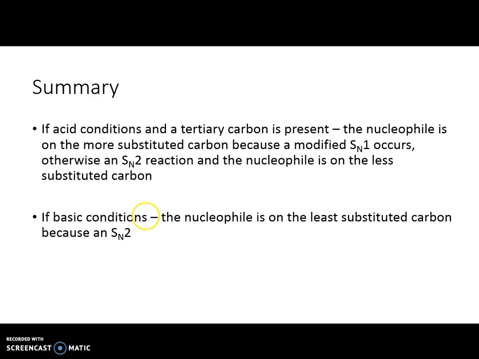So, what is the summary? If you have acid conditions and a tertiary carbon is present, the nucleophile ends up on the more substituted carbon because we have this modified SN1 reaction. But if there's no tertiary carbon present, then you're going to have an SN2 reaction and the nucleophile is going to attack the less substituted carbon. If we have basic conditions, the nucleophile always attaches to the less hindered carbon because an SN2 mechanism predominates.